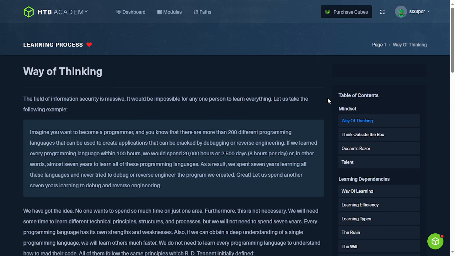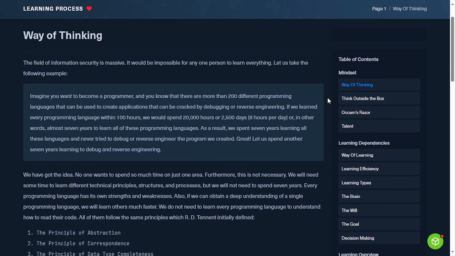So let's go ahead and start. Learning process. Way of thinking. The field of information security is massive. It would be impossible for anyone to learn everything. Let us take the following example.